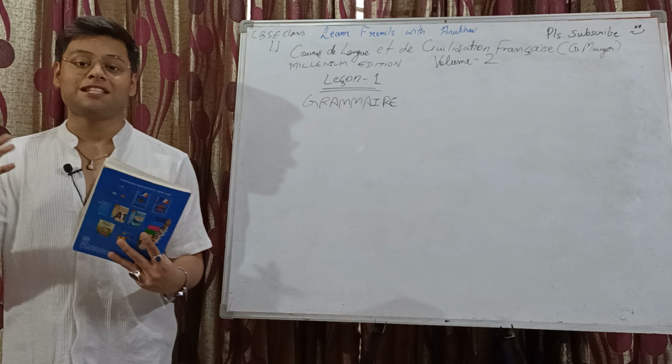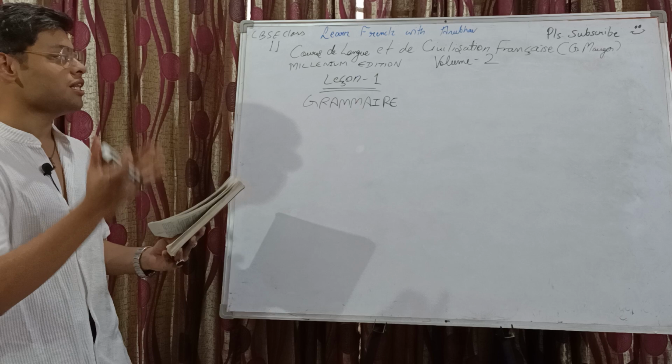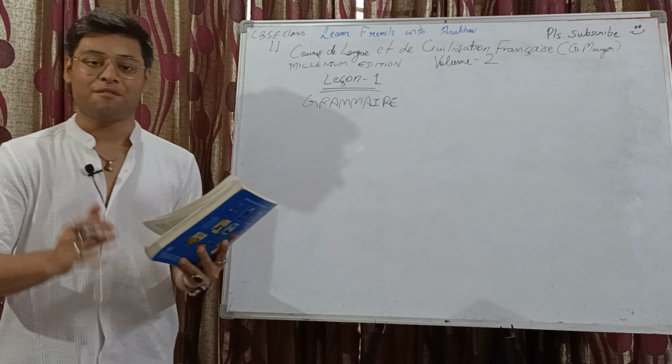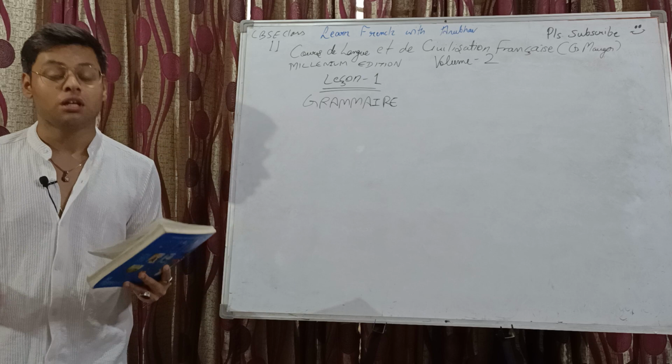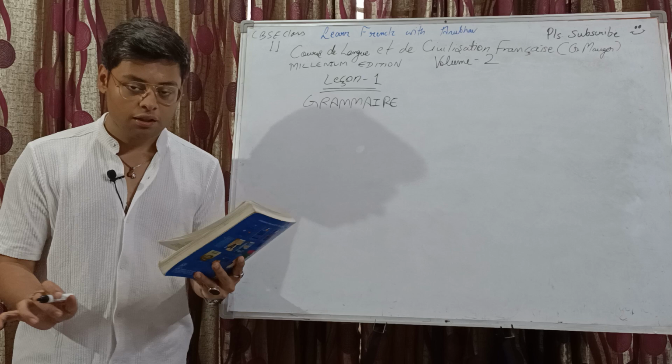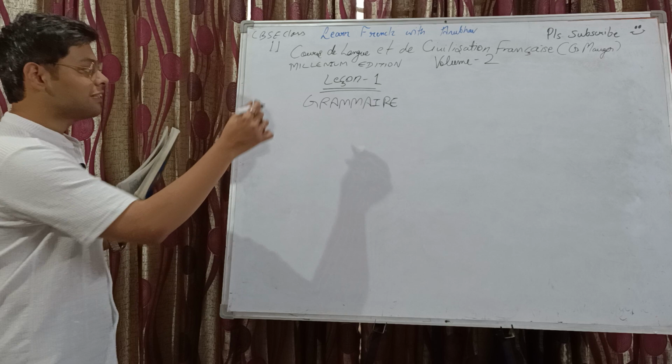In today's class, we are continuing with the textbook Cours, langue et civilisation française by G. Mauger, Millennium Edition, Volume 2, recommended for CBSE Class 11 and 12 students. So, we have already completed the culture et civilisation portion, that is the text and the back questions from chapter number 1 to chapter number 30. Right? So, now we are to start with the grammar portion, hence we are starting right from lesson number 1.